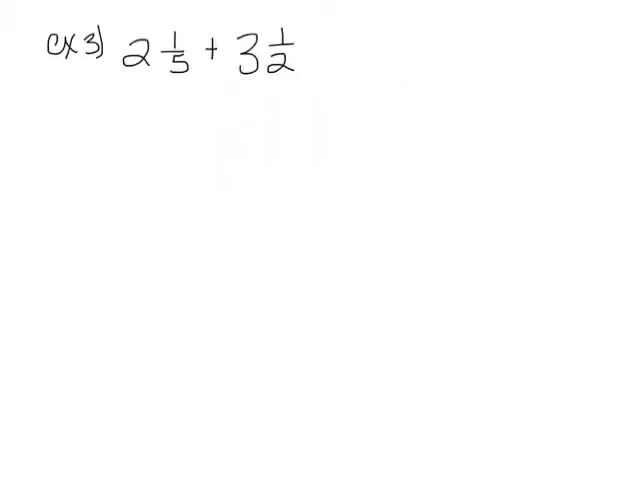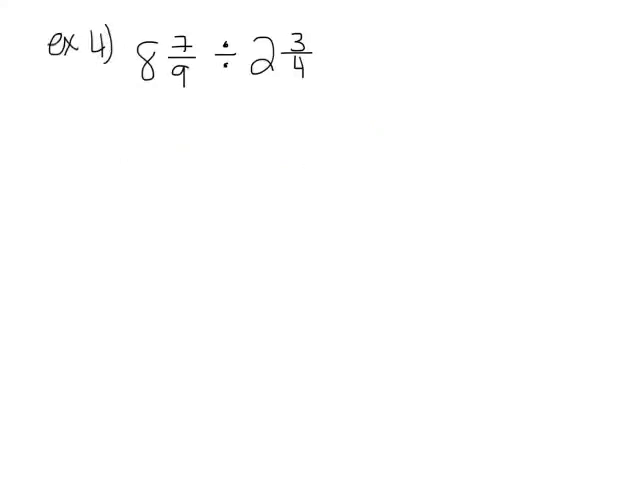Go ahead and pause the video, and I want you to try this example on your own. So 2 1/5, I need to think about that 1/5. Is that closer to 1 or 0? It's actually closer to 0, so my 2 is going to stay a 2. I'm not going to round that up. And then the 3 1/2, because I'm in the middle, I'm going to go ahead and round that up to 4. So 2 1/5 plus 3 1/2 is about 6.